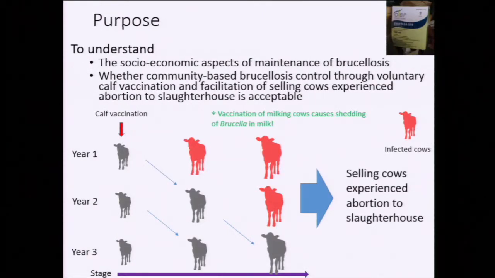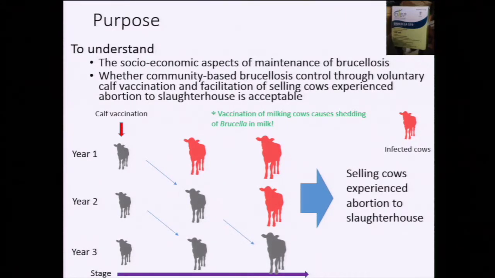So we have the information, and we return the results to farmers and local veterinary authorities and the medical authorities as well. Our purpose is to understand the socio-economic aspects of maintenance of the disease in cattle. We want to understand whether community-based brucellosis control through voluntary calf vaccination, where farmers pay, together with facilitation of selling cows that experienced abortion to slaughterhouses, is acceptable.